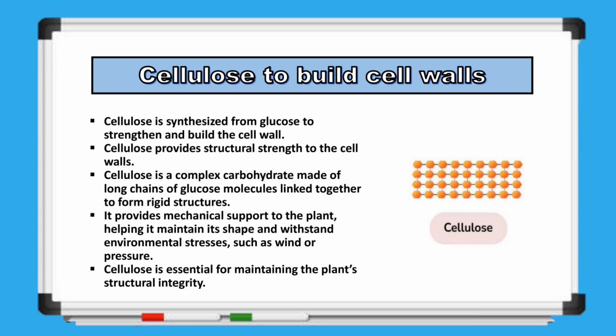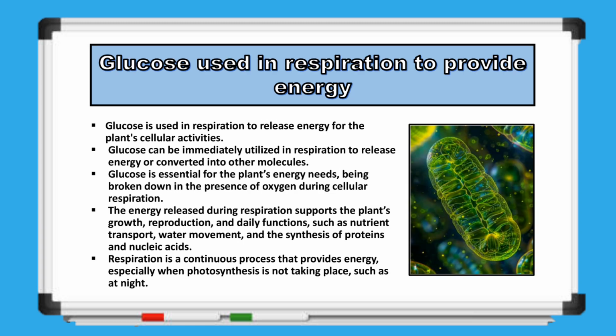Talking about how glucose is used in respiration to provide energy. Glucose produced during photosynthesis is immediately available to be used in respiration, where it's broken down to release energy for the plant's many metabolic needs. As shown in the image of the mitochondrion, this is where respiration takes place inside plant cells. The energy released supports vital processes like active transport, water uptake, protein synthesis, and growth. Glucose can either be used right away or converted into other forms depending on the plant's needs.